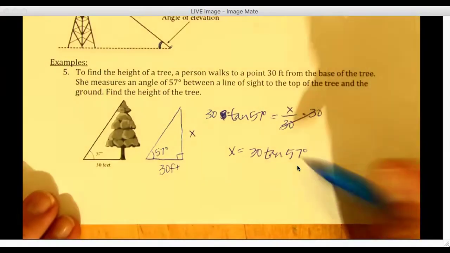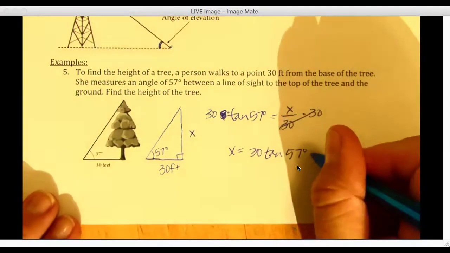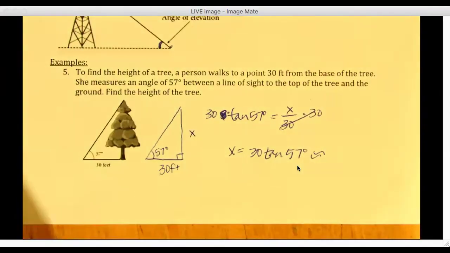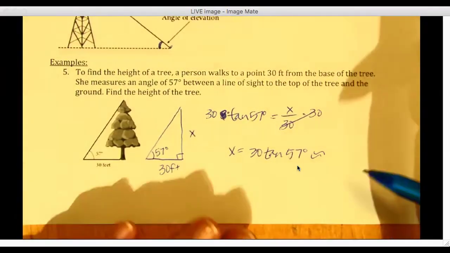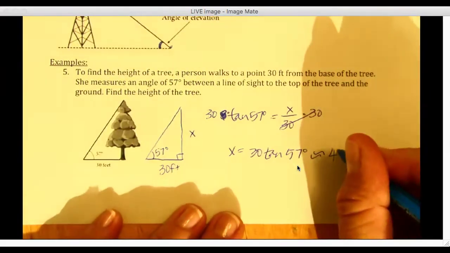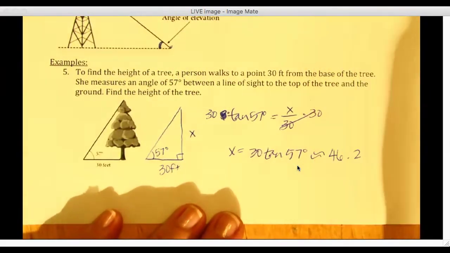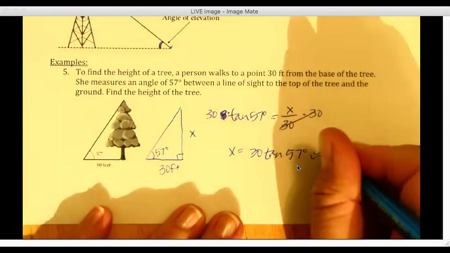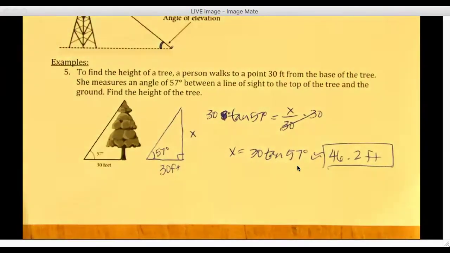And this is not an angle we know on our unit circle, so that's something we can plug in our calculator. And when you plug that into your calculator, you want to make sure your calculator is in degrees. And we get 46.2 feet. So that would be the height of the tree. And that brings us to the end of section 5.4.